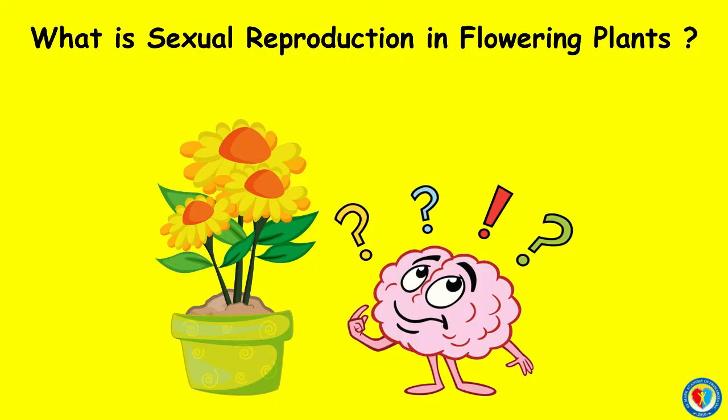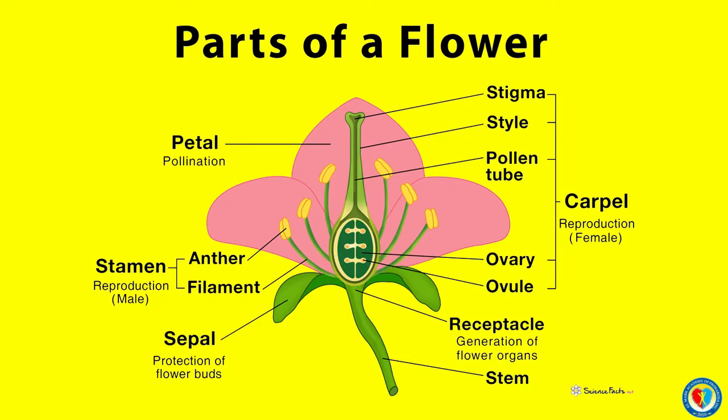What is sexual reproduction in flowering plants? It is focused around the flower. Besides its petals, the flower has parts that are vital in the process of reproduction. Study the picture that follows. Here are the parts of the flower.